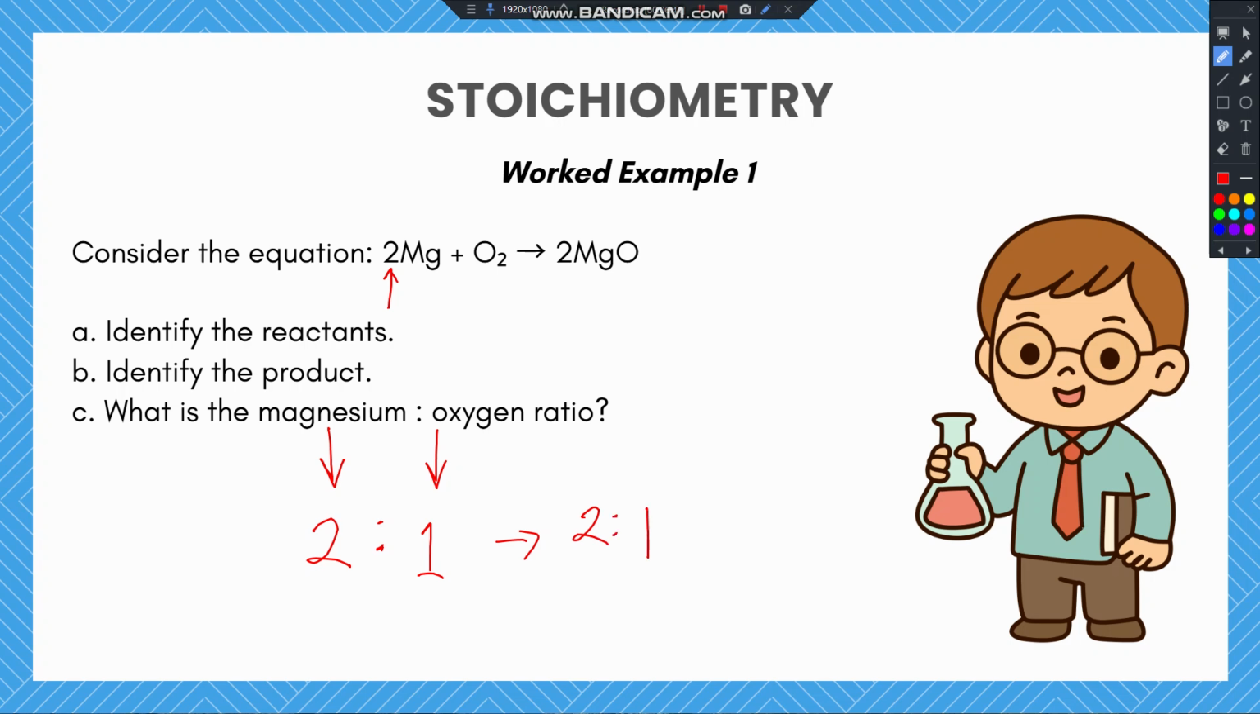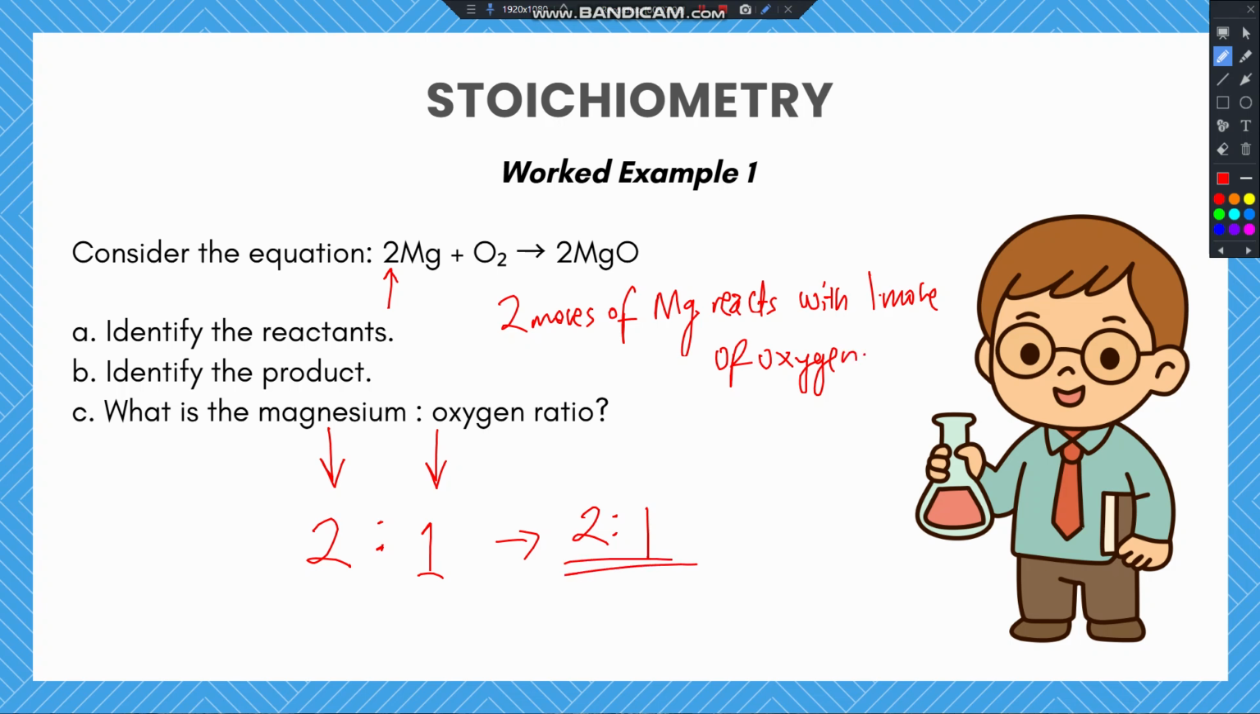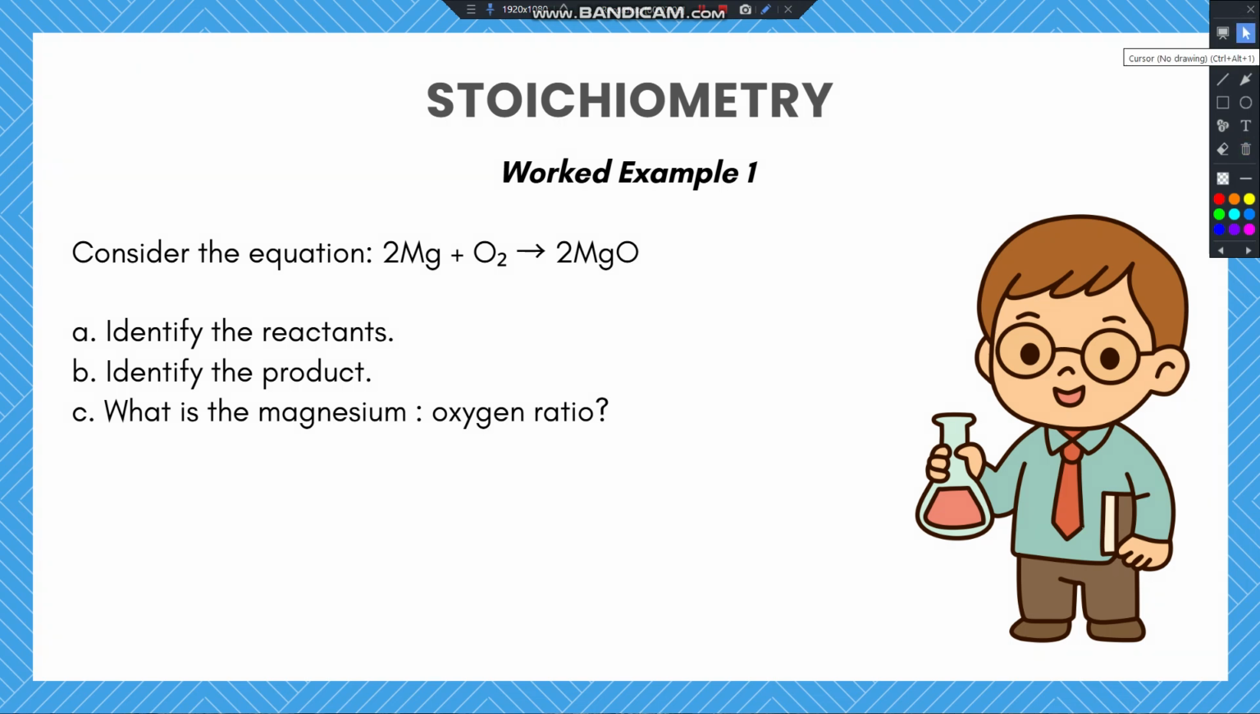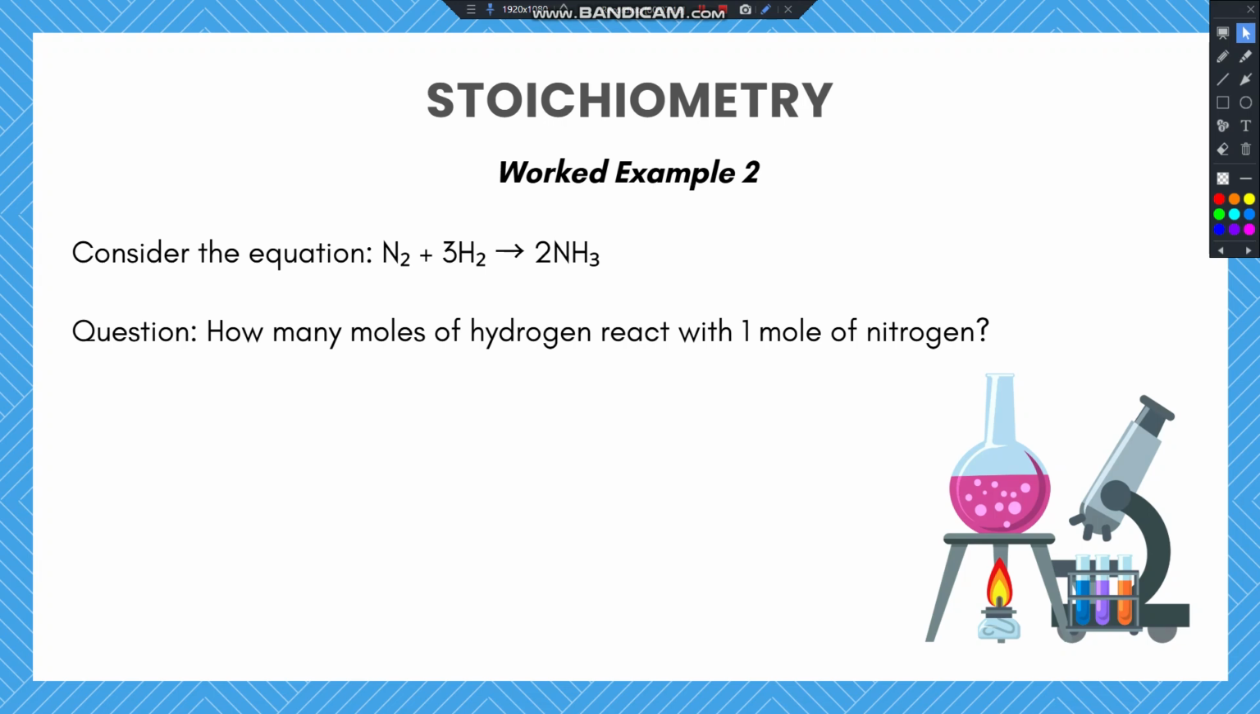What does this mean? It means that 2 moles of magnesium Mg reacts with 1 mole of oxygen. That's what this 2:1 simply means. So you can see how the coefficients have helped us to depict the mole ratio and to depict the amount of substances that are produced. So let's consider another worked example on the screen right now.